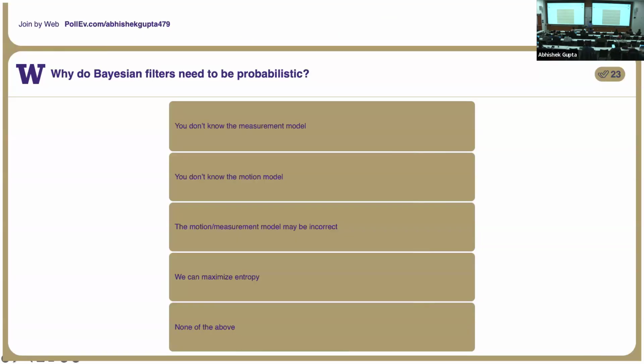The answer is because your motion or measurement model may be incorrect. So you want to have uncertainty to deal with model inaccuracies or model incompleteness or things like that.